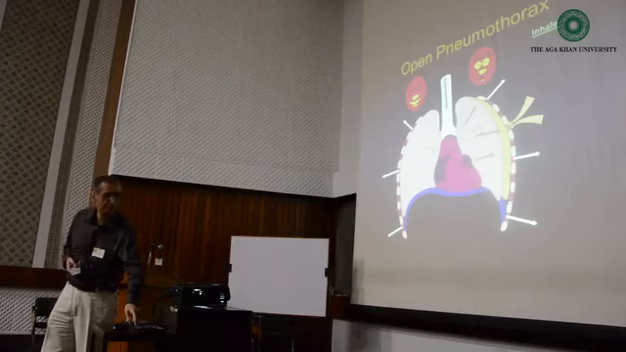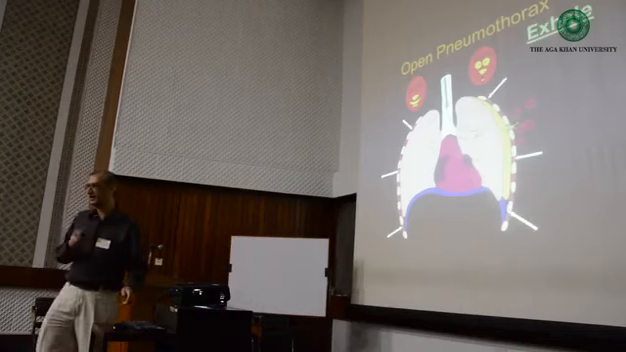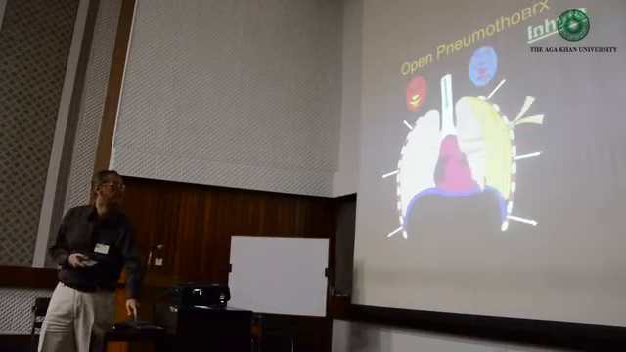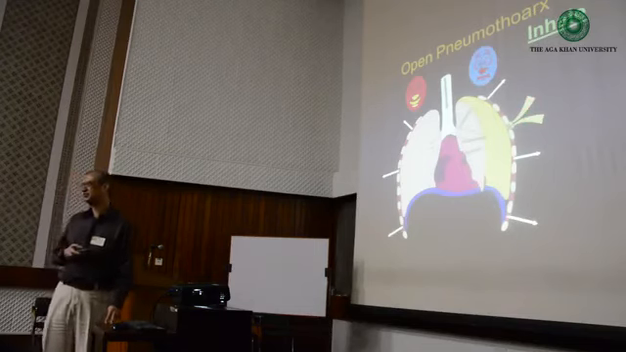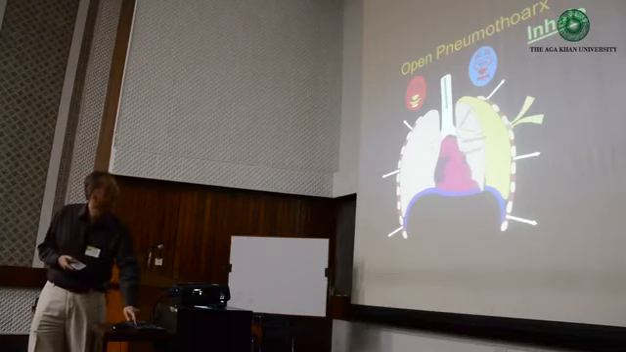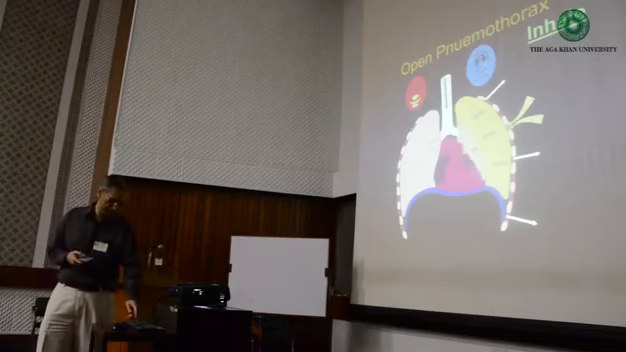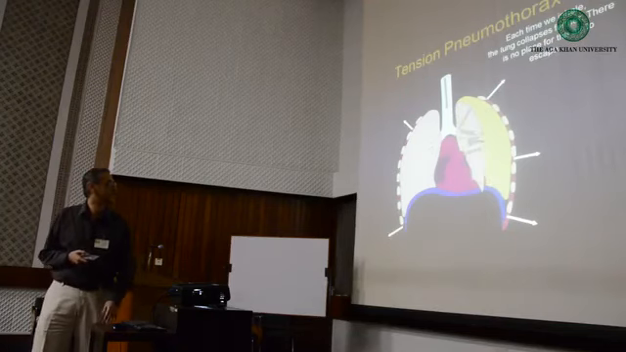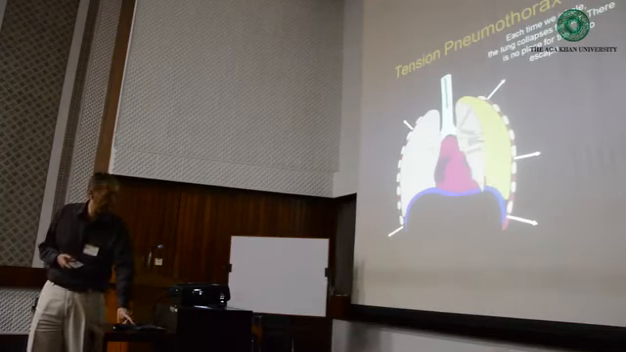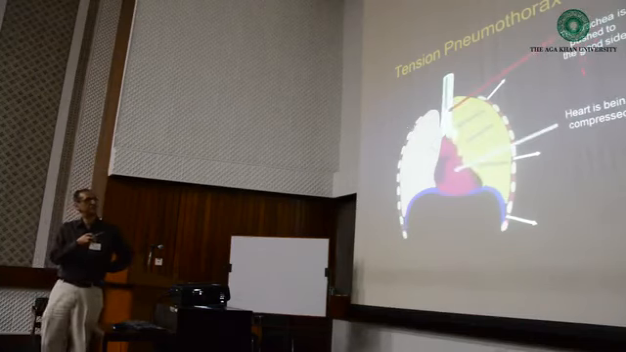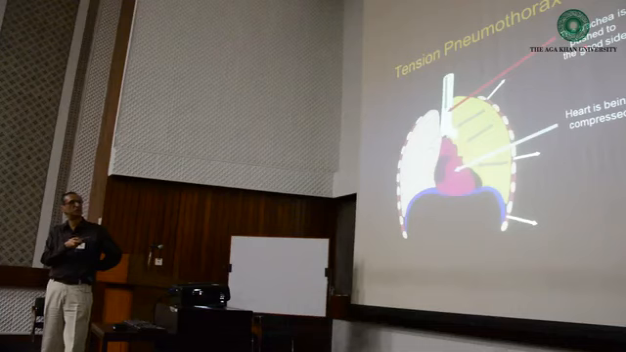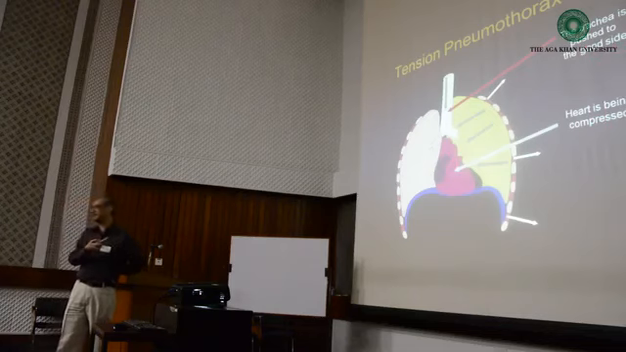Okay, let's see what happens. Initially it remains small. It's getting bigger, but is it tension yet or not? Not yet. Still it's not tension. Now it's reached a bigger proportion, and now it's tension. See? The trachea is pushed to the good or the normal side, the heart is being compressed. So once this happens, it's tension. Before that, it's a simple pneumothorax.